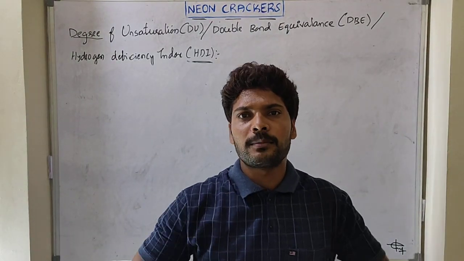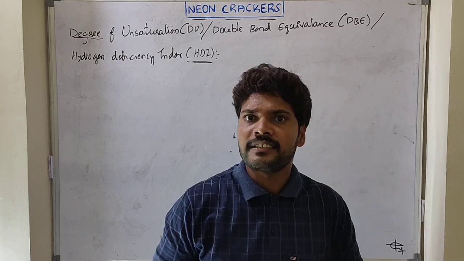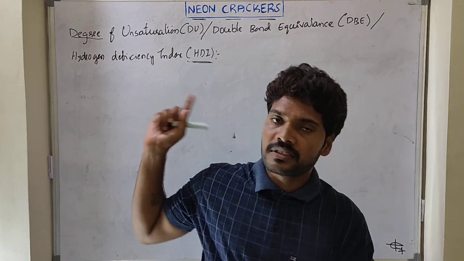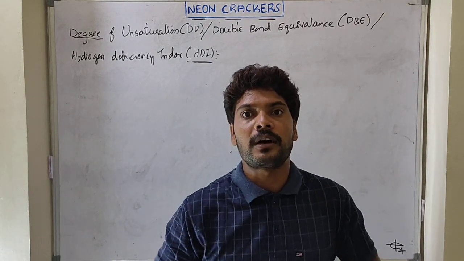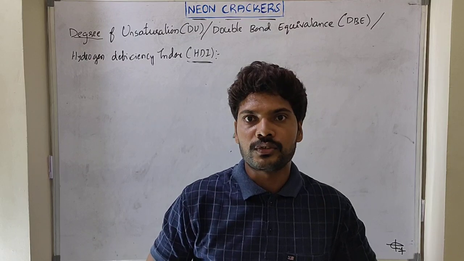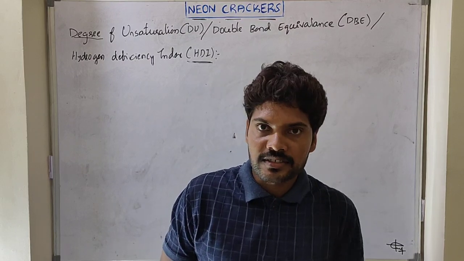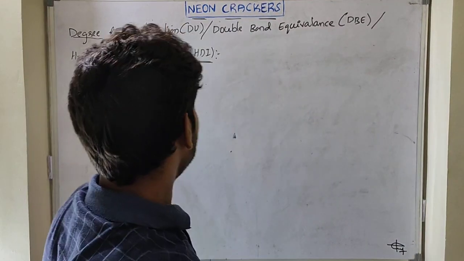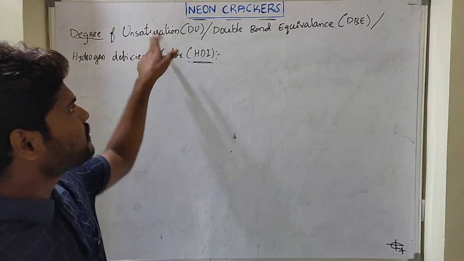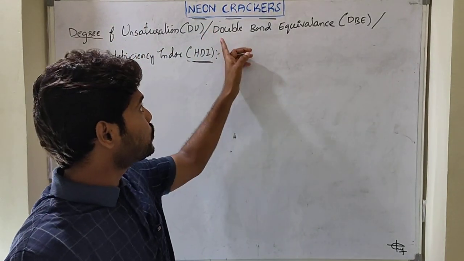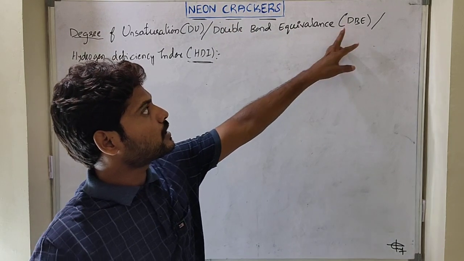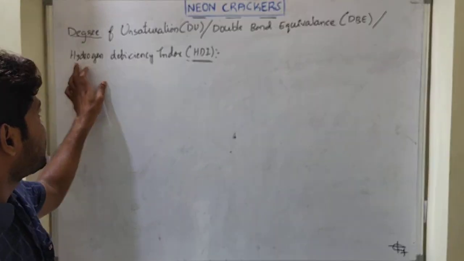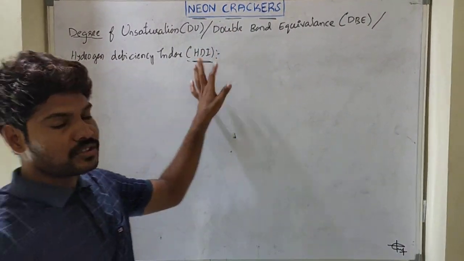So today in this session I'm going to discuss DU. What is DU and what is the use of DU in solving problems of organic compounds? Let us know one by one. Okay, let's get started. So what is DU? DU is nothing but degree of unsaturation. There are two other terms, double bond equivalence, in short DBE, or hydrogen deficiency index, HDI.